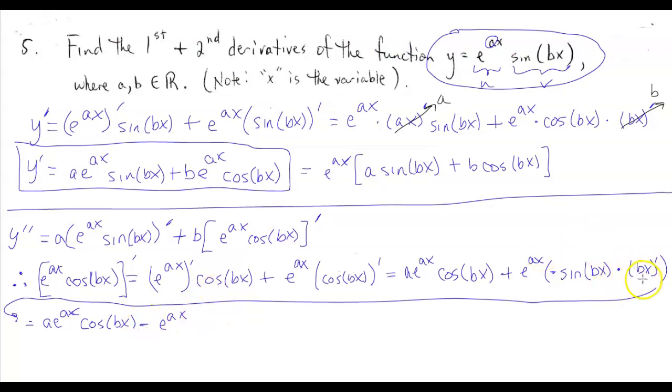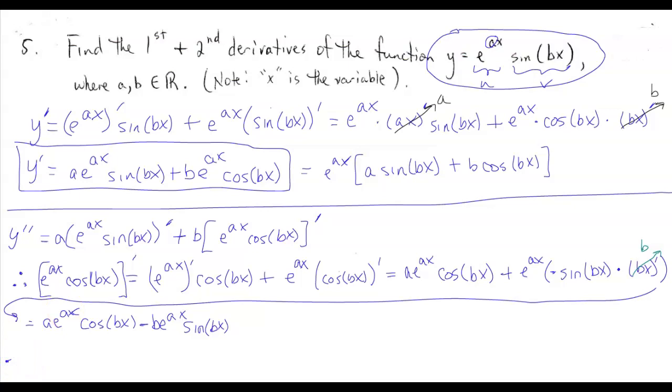And also note that this bx here, when we take the derivative of that, the derivative of bx with respect to x is just b. So that means here we can put this b out in front. So it's going to be a minus b and then e to the ax sine of bx. So now we know what the derivative of e to the ax cosine of bx is.